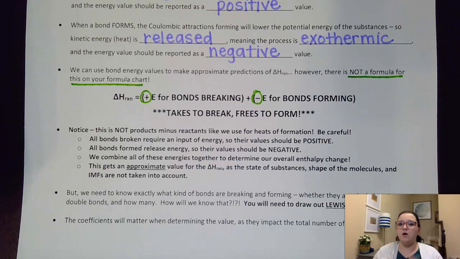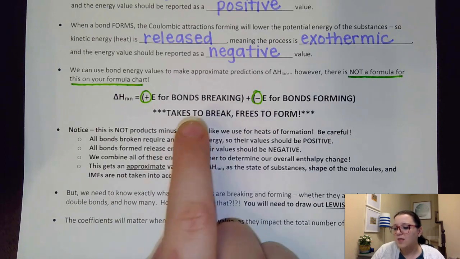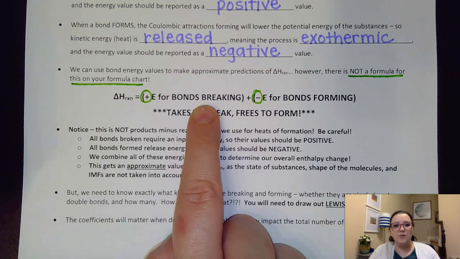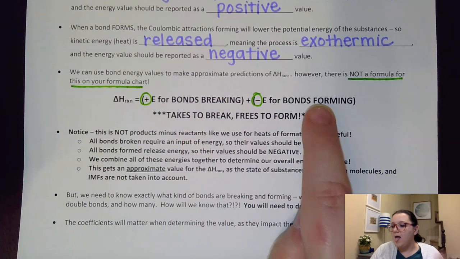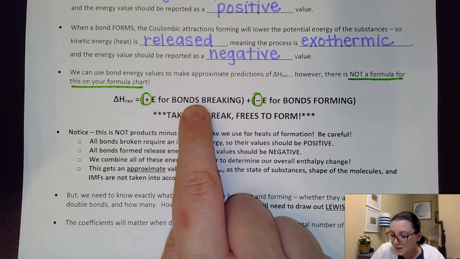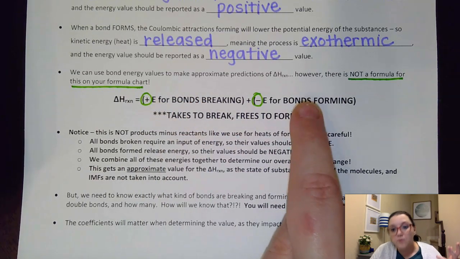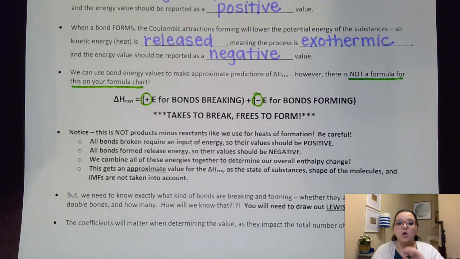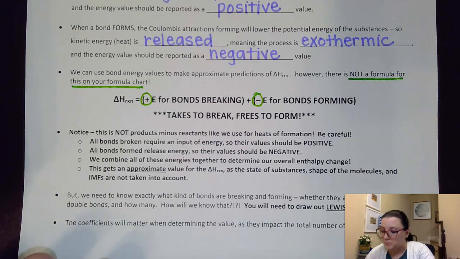Something else I want to call your attention to is the fact that when bonds break, typically we do that on the reactant side. We break all the reactants apart and then we form all of the products. So this is a reactants being positive and products being negative scenario. You notice this is very different than heat of formation, where it's products minus reactants. So we have to be really careful because we can't use that heat of formation equation here. We're going to have to think about this from a different perspective.